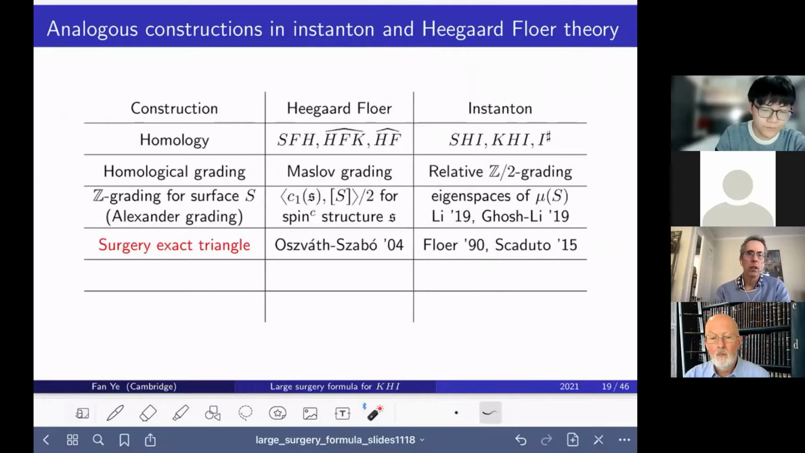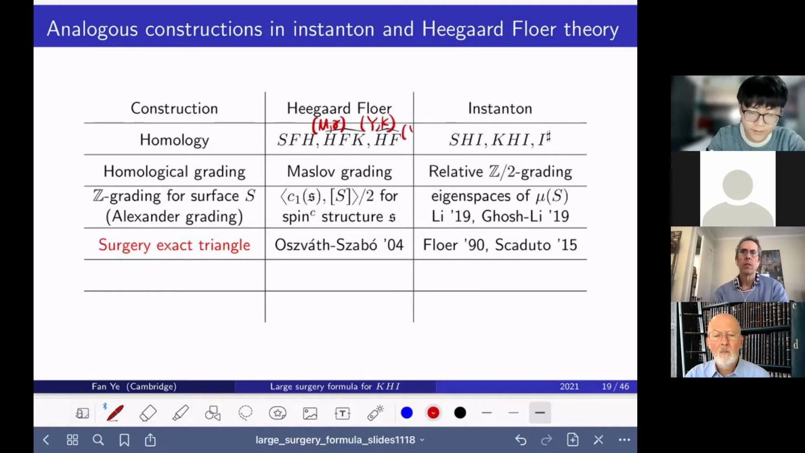For Floer homology, we have SFH for a balanced sutured manifold, HFK hat for a knot in a 3-manifold, and HF hat for a closed 3-manifold. And here we also have SHI for a balanced sutured manifold, KHI for a knot in a closed 3-manifold, and I sharp for a closed 3-manifold Y.